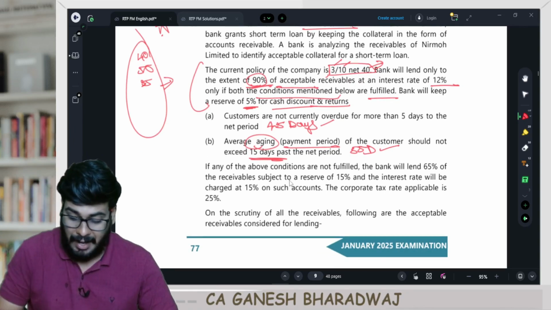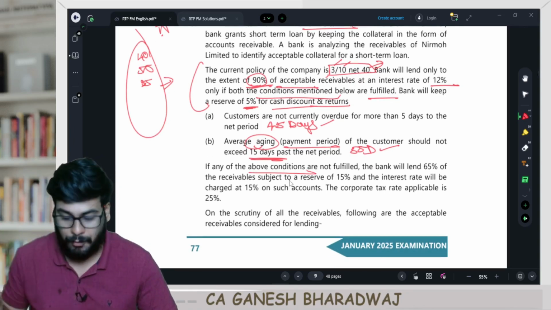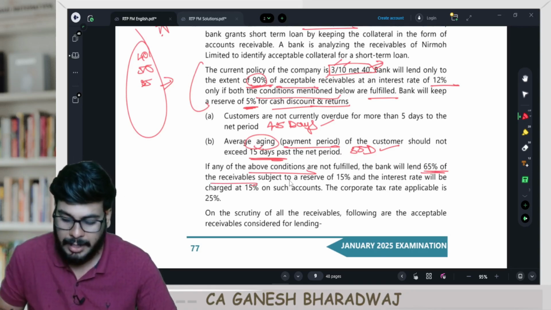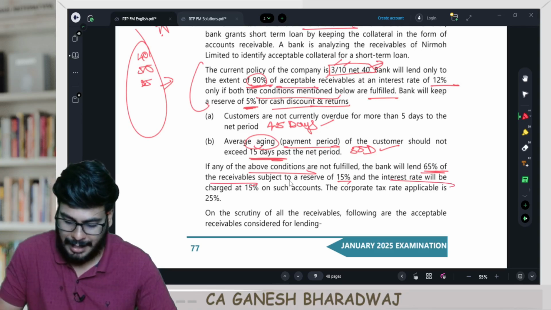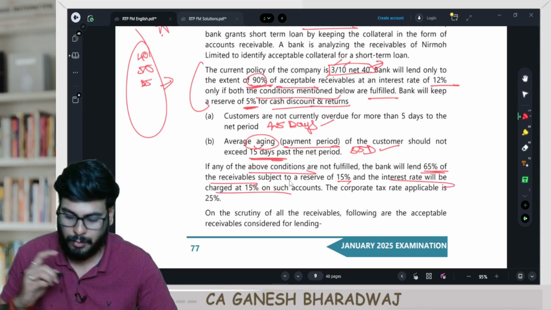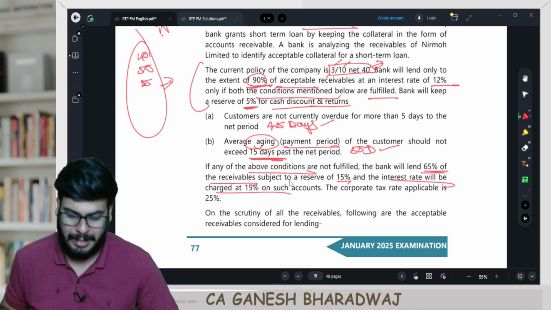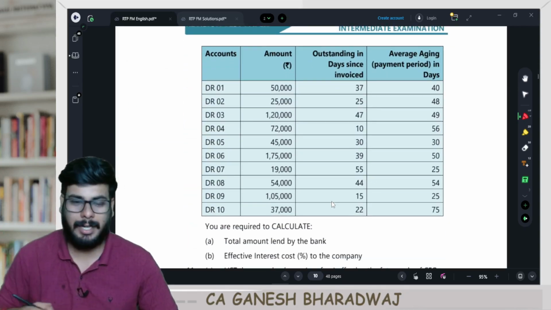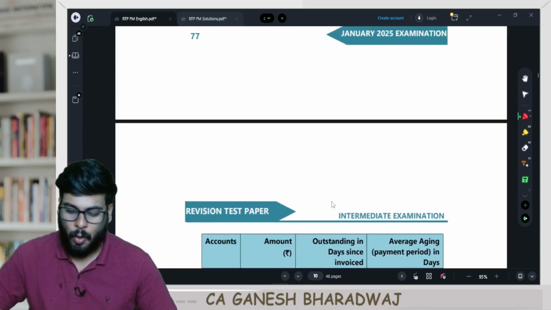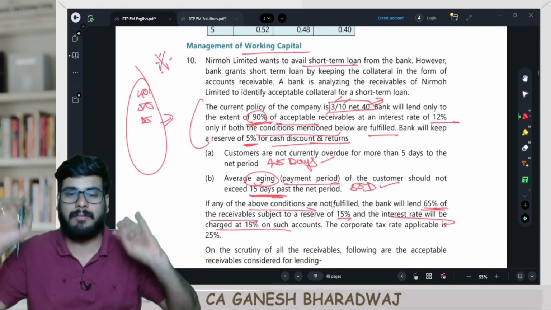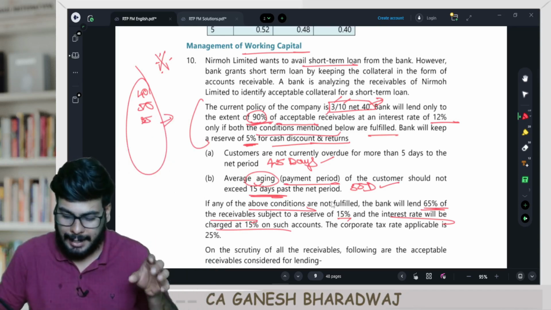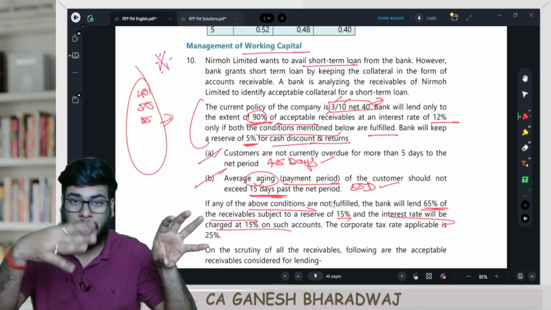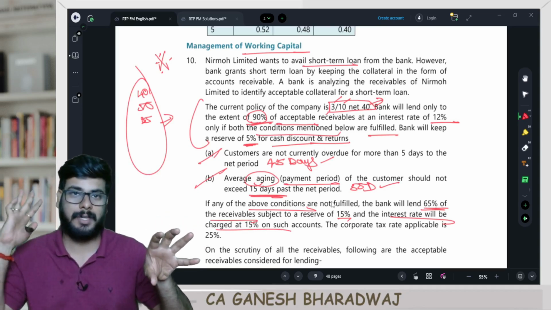Next, if any one of the above conditions is not fulfilled, the bank will lend 65% of the receivables subject to a reserve of 15% at the interest rate of 15% on such accounts. What they are saying, guys, is that they have given a list of some 10 debtors. What you need to do is segregate them into two. First category: debtors fulfilling both the conditions. Second category: debtors not fulfilling any of the two conditions, right?